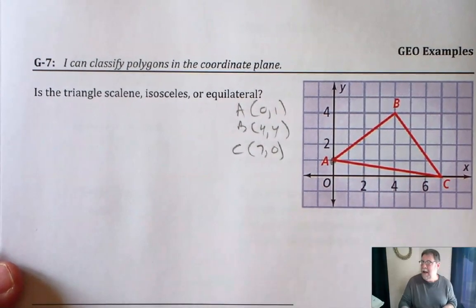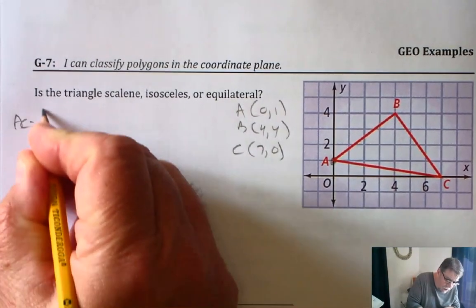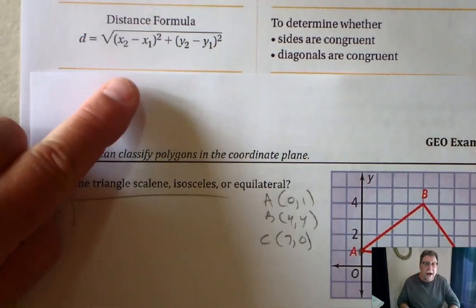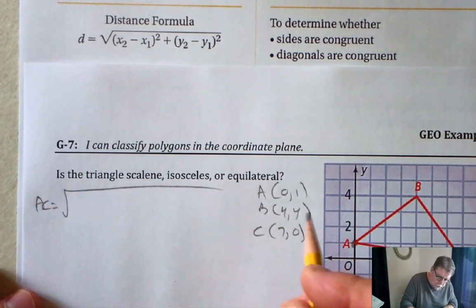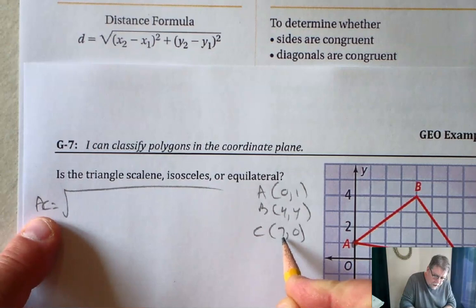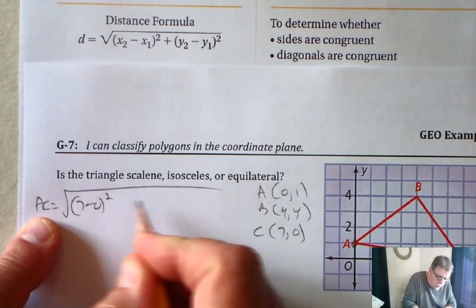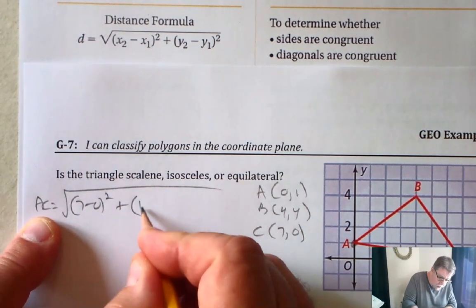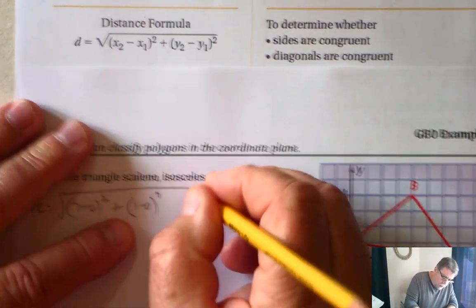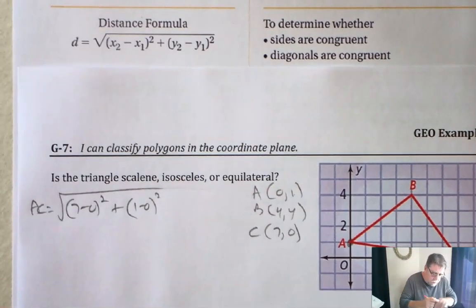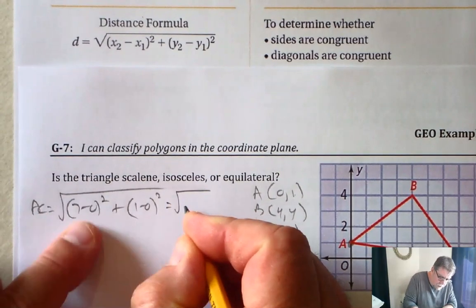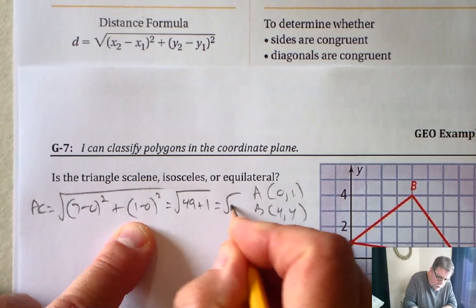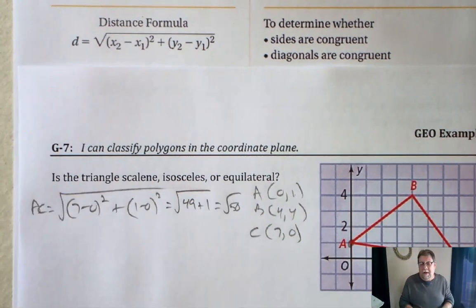Now I want to find the lengths of them. So let's go ahead and find the length of AC. It'll be the square root of, and here's our formula for distance. We're going to subtract the x values, and it doesn't matter which order we subtract them in. So we're going to do A and C: 7 minus 0 squared, plus, and then subtract the y values. Again, it does not matter what order I subtract, so 1 minus 0 squared. That's going to equal the square root of 7 squared, which is 49, plus 1 squared, which is 1, which is radical 50. I'm going to leave it in that form. I don't need to simplify it.